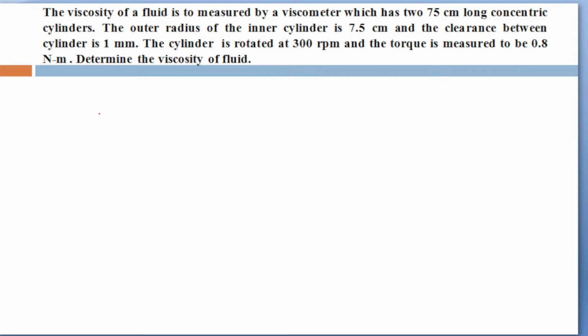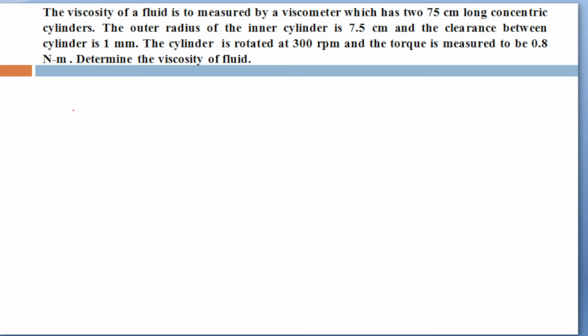Hello friends. This question is based on the fundamental property of fluid called viscosity. The question says the viscometer is 75 centimeter long and is made of two concentric cylinders. The outer radius of the inner cylinder is 7.5 centimeter and the clearance between the cylinders is 1 mm. Now the cylinder is rotated at 300 rpm and the torque is 0.8 Newton meter. Then we have to determine the viscosity.